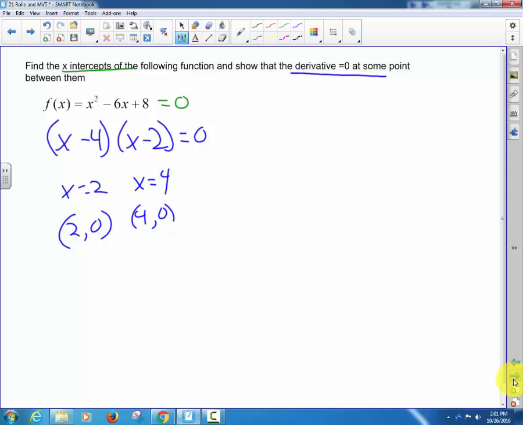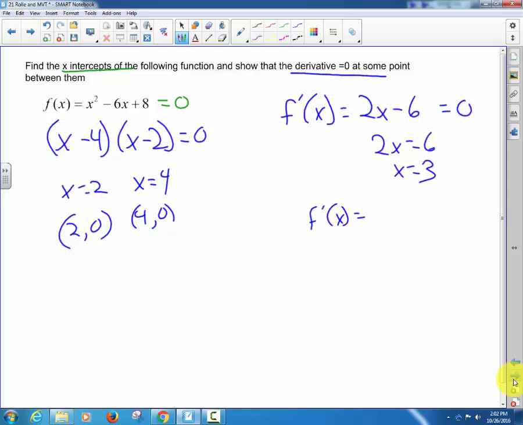Okay, if we set the derivative equal to 0, what is the derivative of this puppy? Thank you, 2x minus 6. So if we set that equal to 0, all right, so we know that the derivative is 0 at 3, f prime at x equals 3.